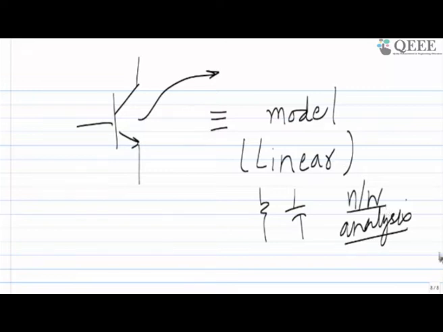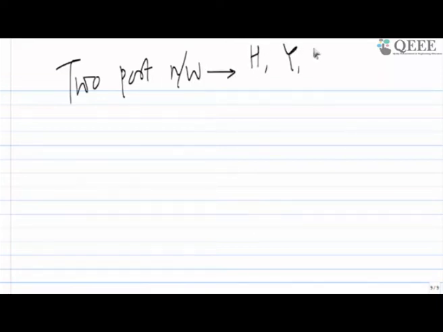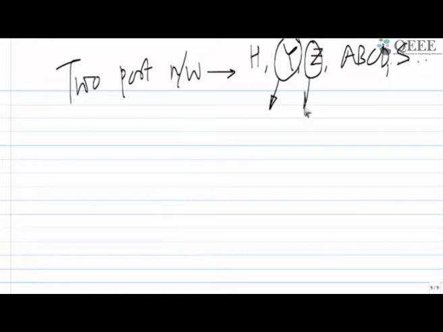So that model can be drawn by popular two-port network, and that two-port network may have H parameter, Y parameter, Z, or ABCD, or maybe you can find out some S parameter also. There are many, and I like Y parameter because it's very intuitive, or maybe Z parameter. I like both of them.